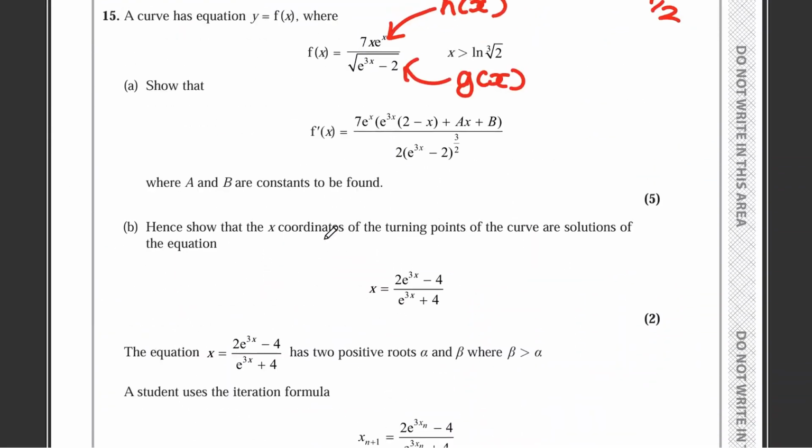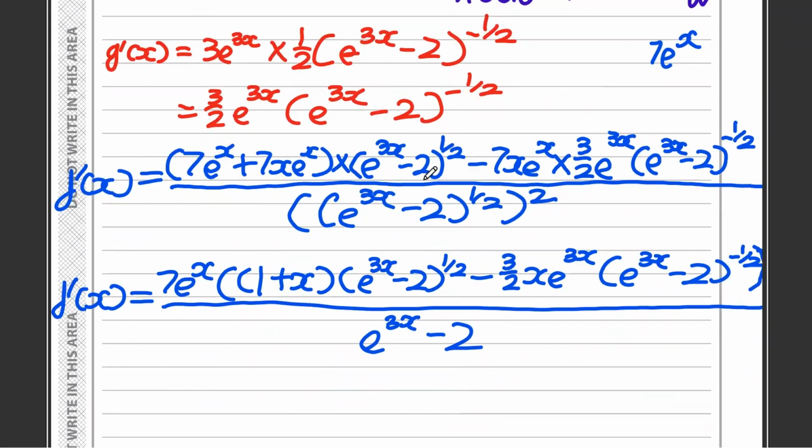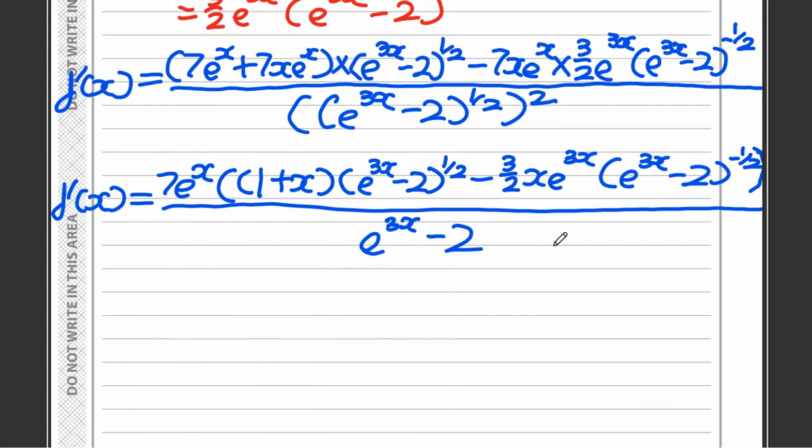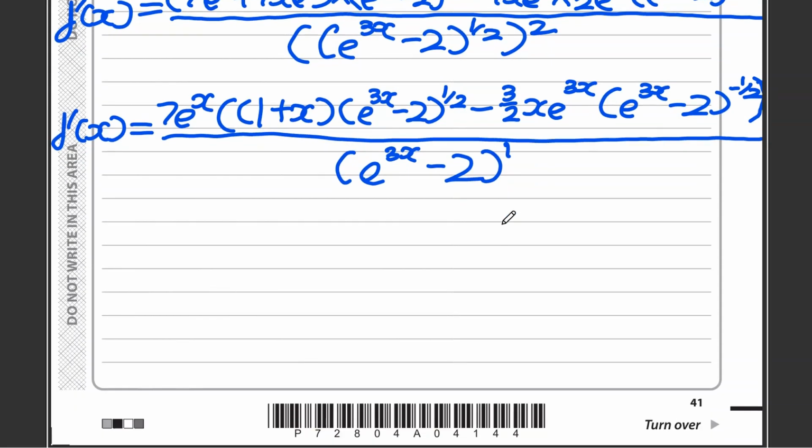Now if we look at our final answer that we need here, another feature is in the denominator. If we just ignore this 2 for now, we have this e to the power of 3x minus 2 to the power of 3 over 2. At the moment, we just have e to the power of 3x minus 2. You can think about this as e to the power of 3x minus 2 to the power of 1 if you want. We need this to be to the power of 3 over 2. Now if you look at the numerator, we have this e to the power of 3x minus 2 to the power of minus a half. If we could bring this into the denominator, this would give us this to the power of 3 over 2. So let's try and factorize this out of this numerator here.